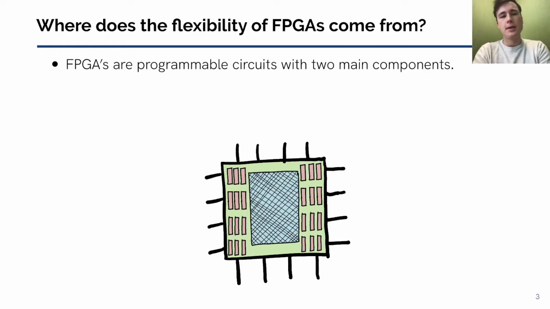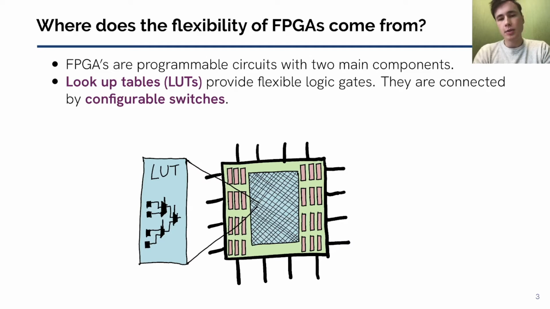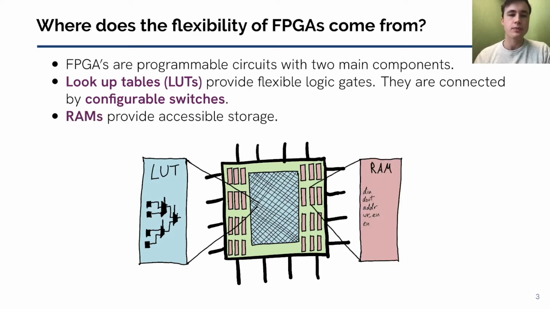Well, FPGAs have two main components. They have lookup tables, which provide flexible logic gates, and they have configurable switches, which connect these lookup tables together. Both of these mean that one can basically program any circuit one wants into the FPGA. Finally, there are also RAMs, which provide an interface to access data that they store, and this provides larger data for the FPGA, which can then be read by the LUTs.